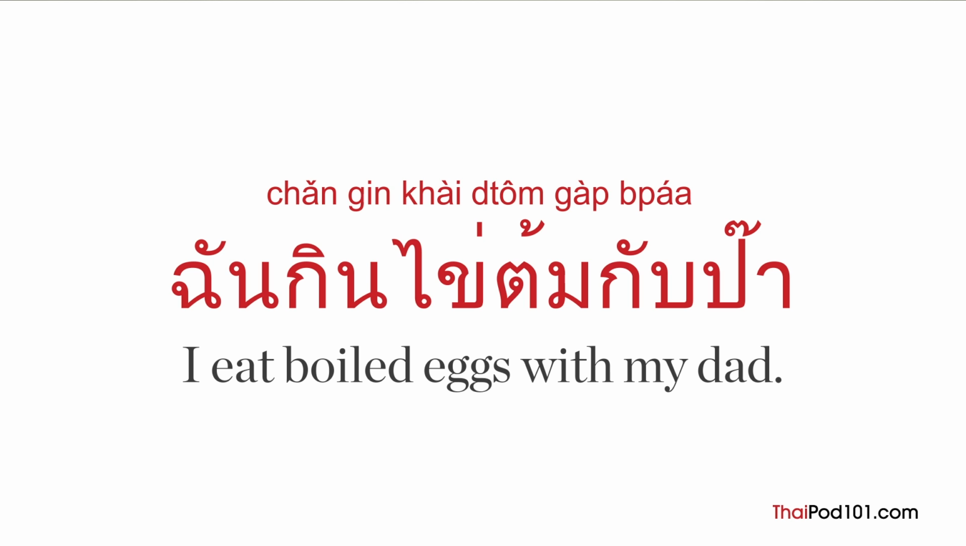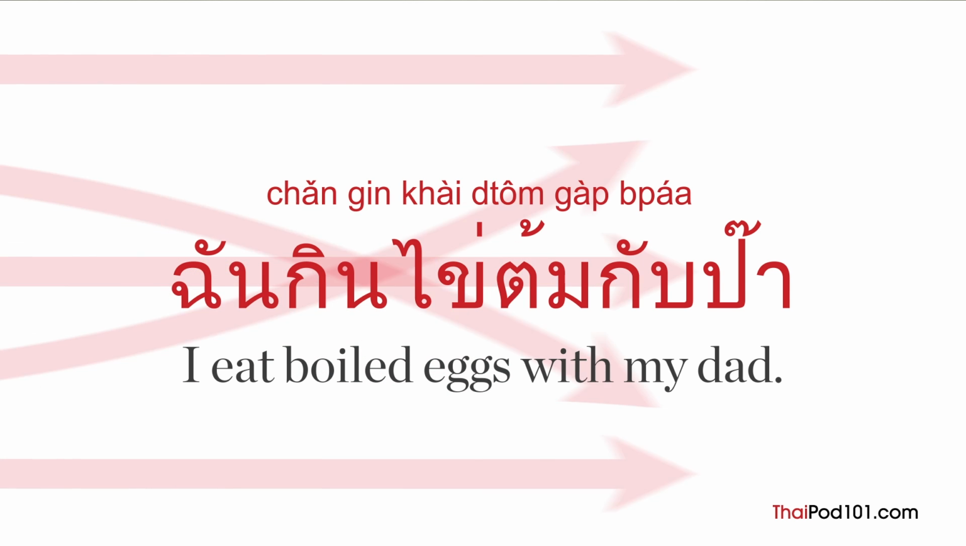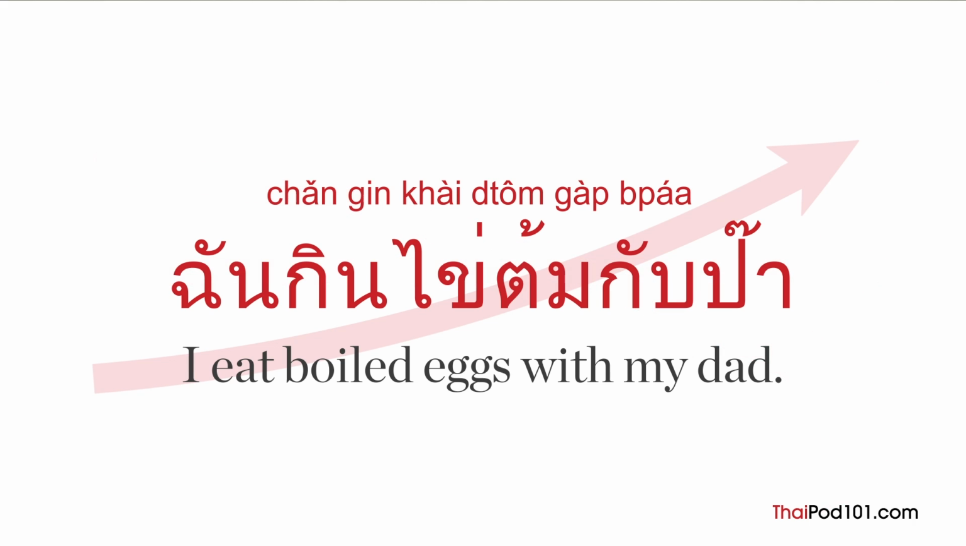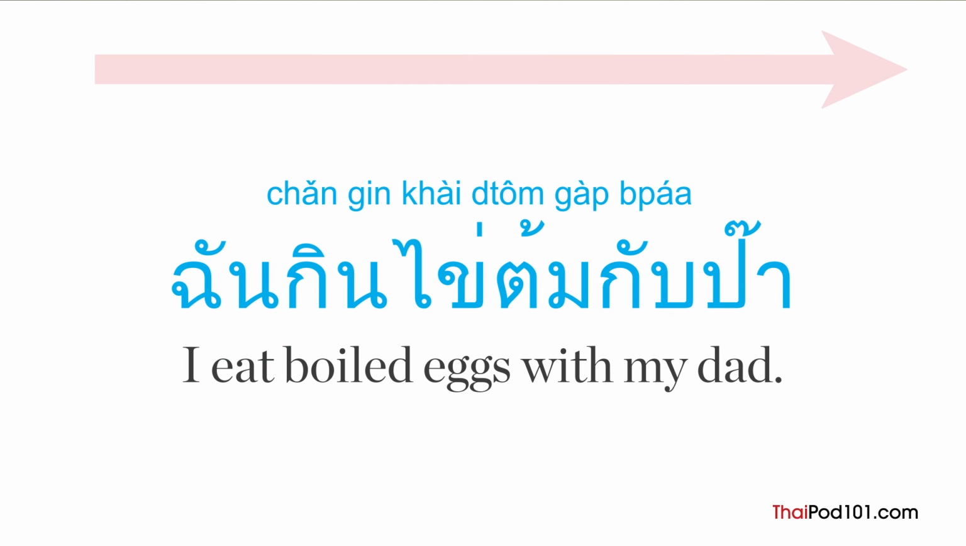The truth is, this sentence contains all 5 tones of Thai. Can you recognize which word is in rising tone? The answer is the word ฉัน. Let me say this sentence again slowly. ฉันกินไข่ต้มกับป๊า. I eat boiled eggs with my dad.